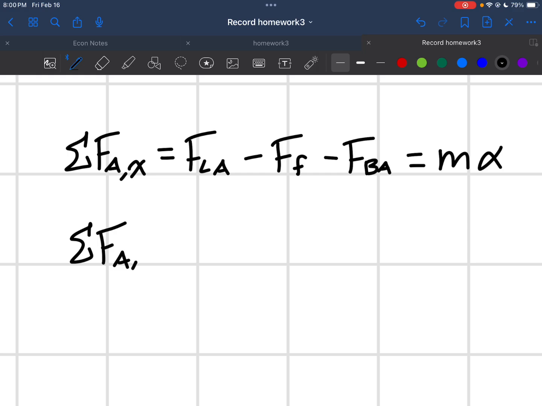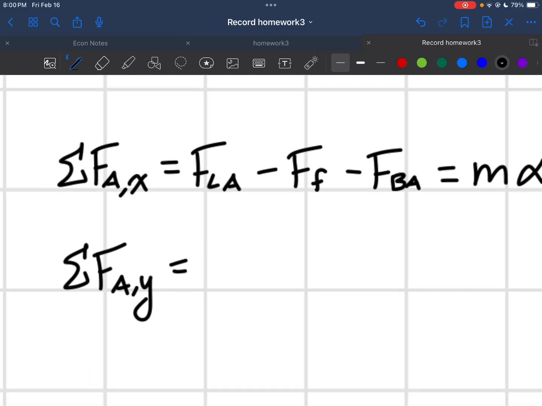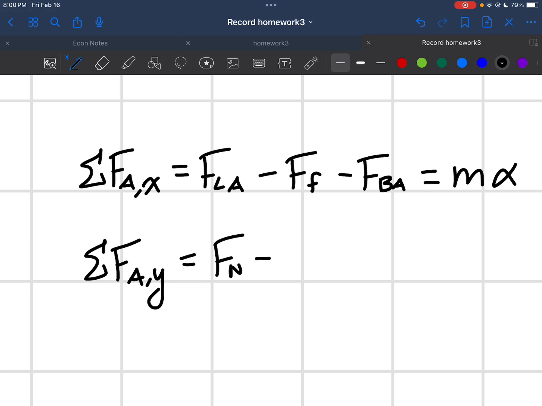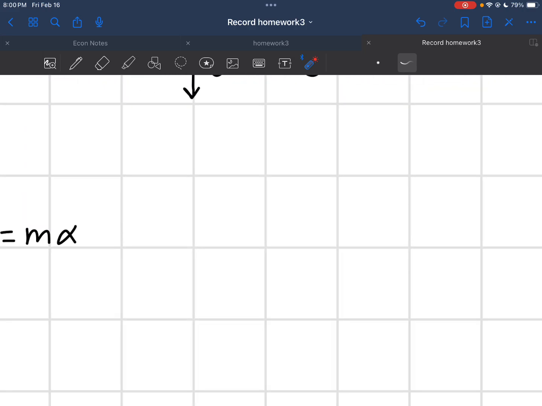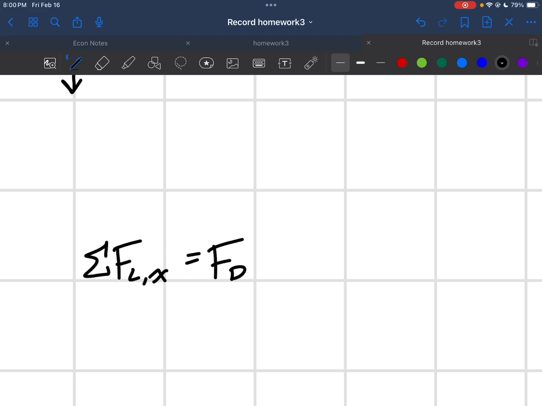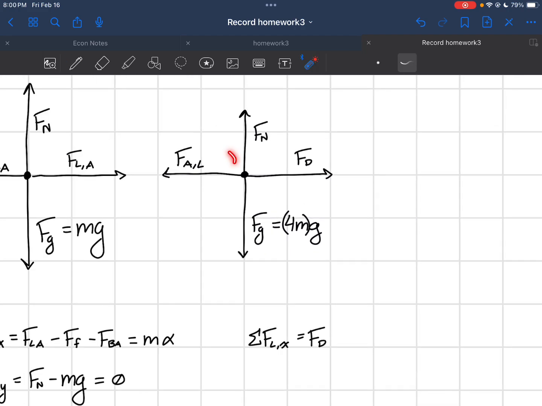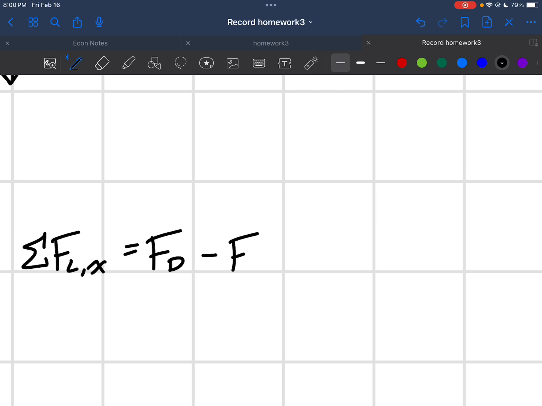Now I sum up all my forces in the y direction. Again, I have my normal force positive minus my mg is negative, and again, we're not accelerating in the y, so that's going to equal 0. Last but not least, we have our locomotive. I sum the forces on the locomotive in the x direction. Acting positive, I have my force of driving. And acting in the negative direction, I have my force of A on L, so force AL.